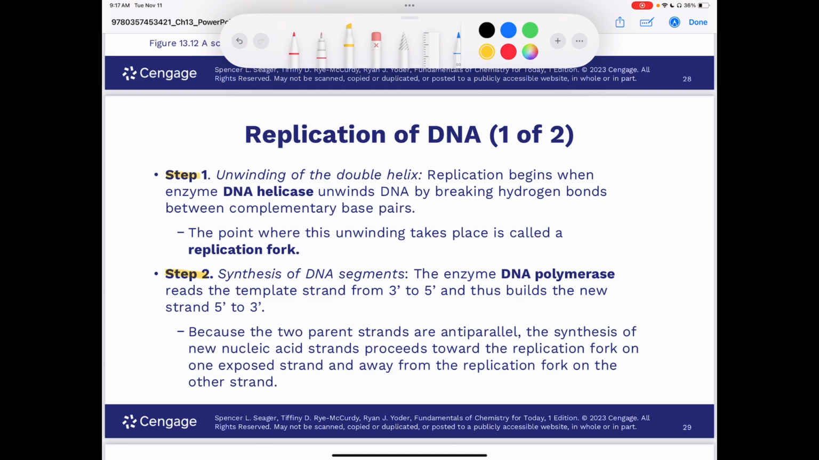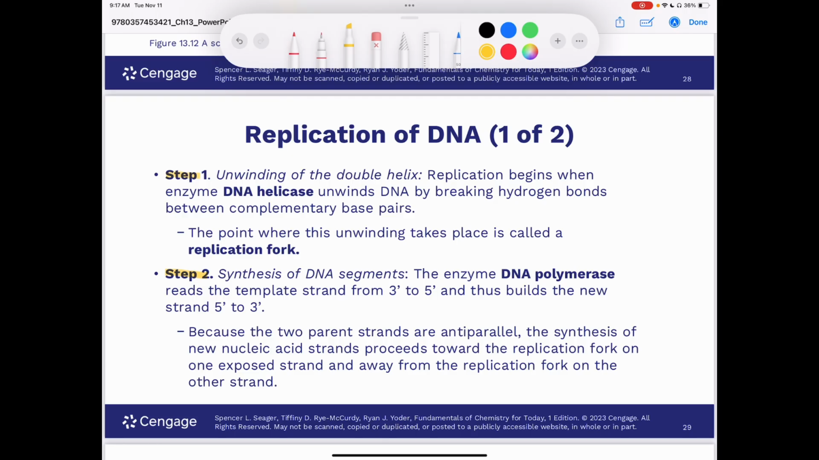The new or daughter DNA strands form as nucleotides complementary to those on the exposed strands. They're linked together under the influence of the enzyme DNA polymerase. The daughter chain grows from the 5' end toward the 3' end as the process moves from the 3' end of the exposed or template strand toward the 5' end.